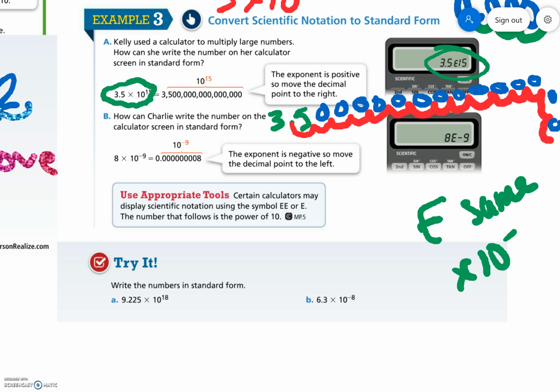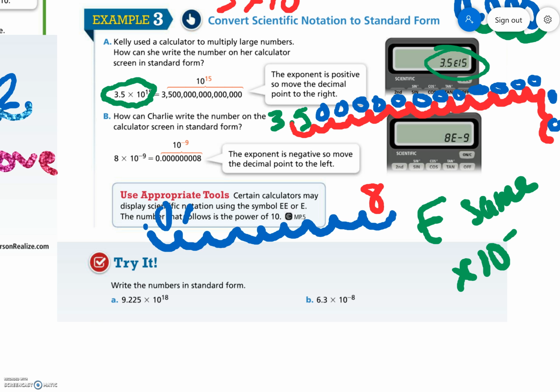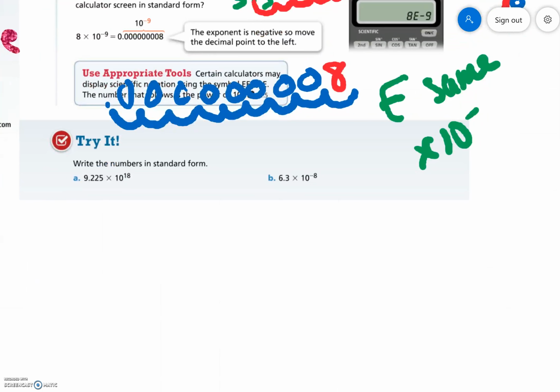Okay, now 8 times 10 to the negative 9th. If I've got a negative exponent, 10 to the negative 9th, I'm going to start with 8, but I know my number is going to be really small. It's going to be a decimal, so I have to move to the left. So 8, 1, 2, 3, 4, 5, 6, 7, 8, 9. My decimal point is here. Fill in the empties with zeros. I want you to try A and B on your own, and then we'll go over it.